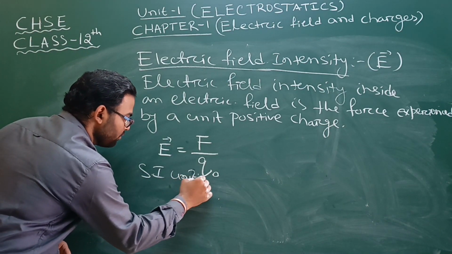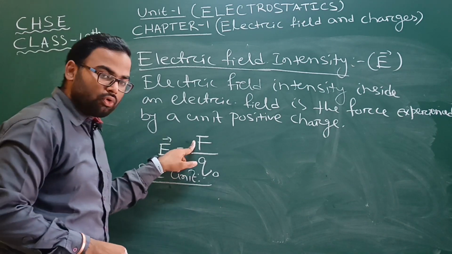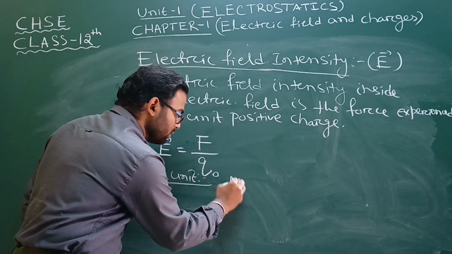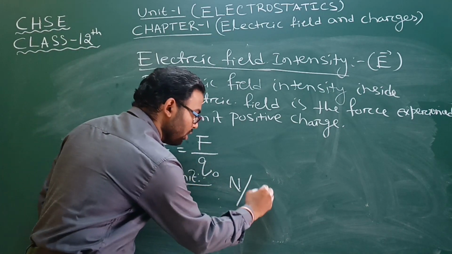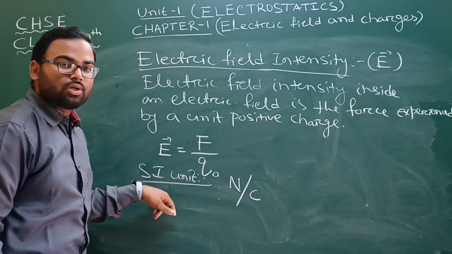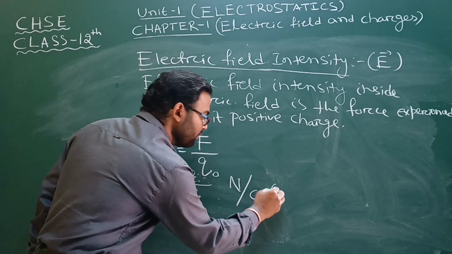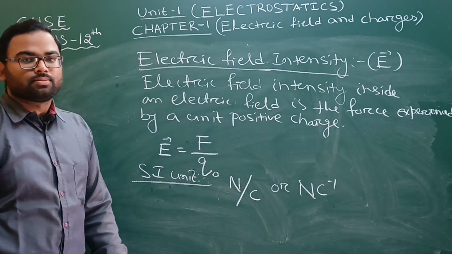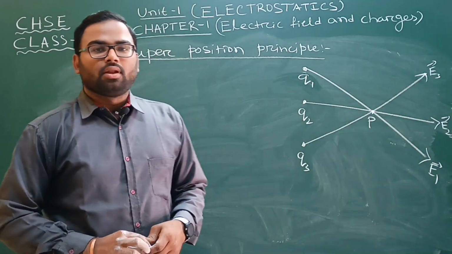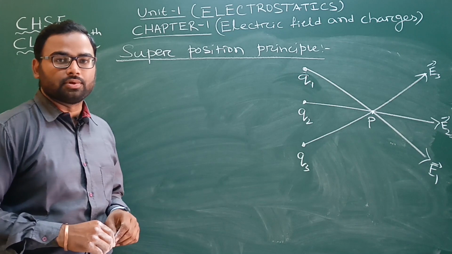The SI unit of electric field intensity: the unit of force is Newton and the unit of charge is Coulomb. So the SI unit of electric field intensity is Newton per Coulomb, or we can write it as Newton Coulomb inverse. Okay. Now we will discuss the superposition principle.